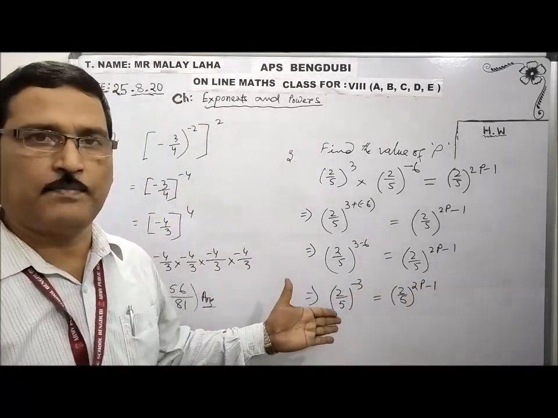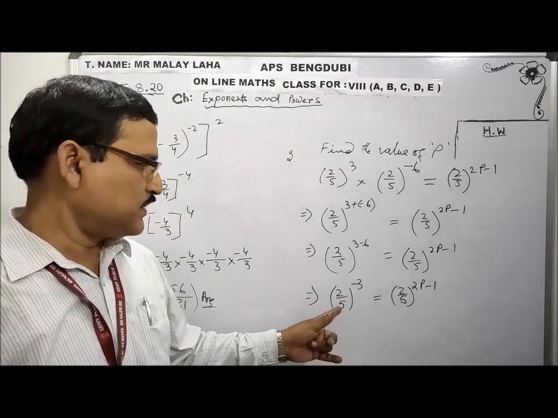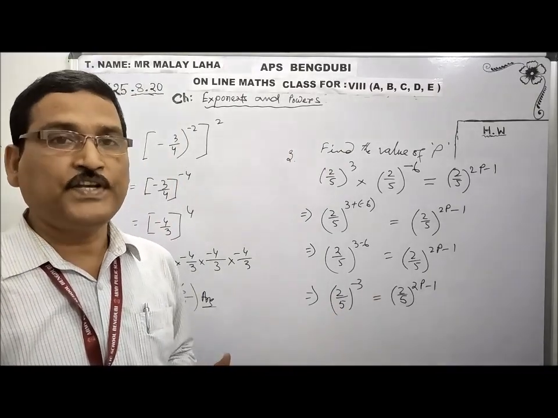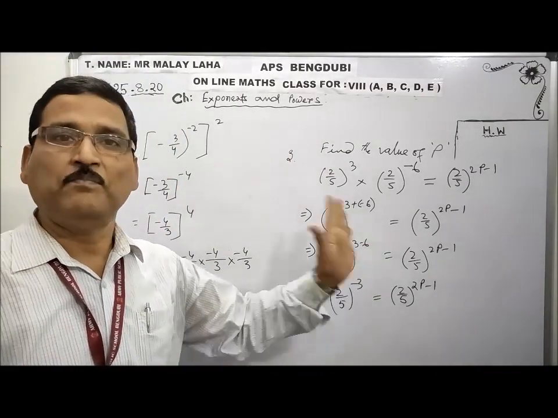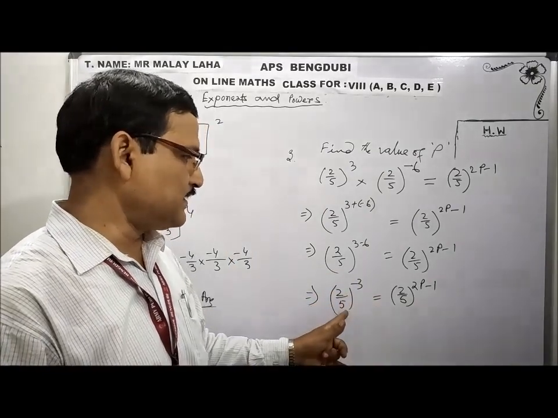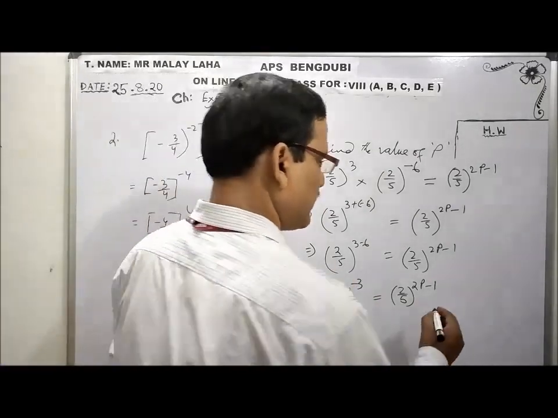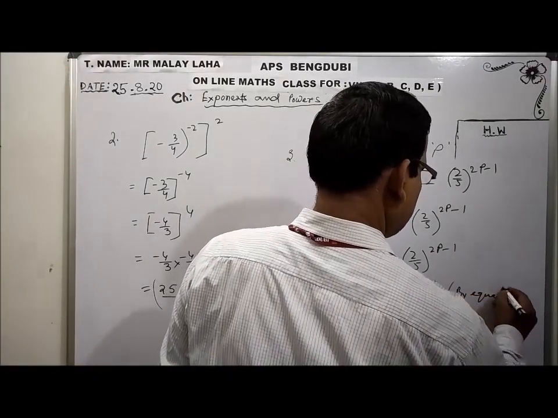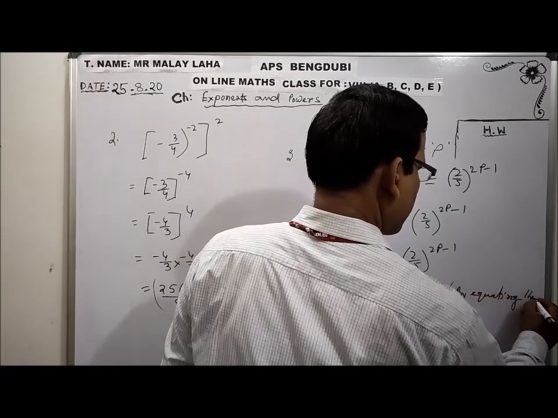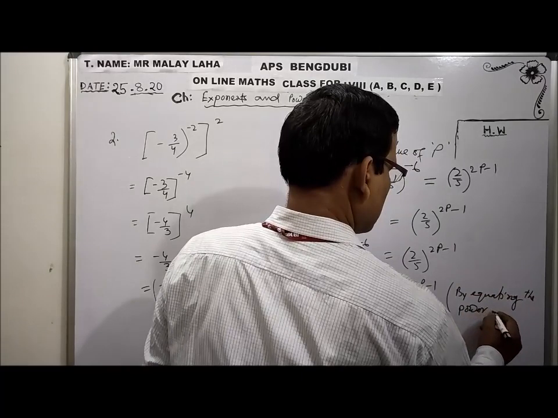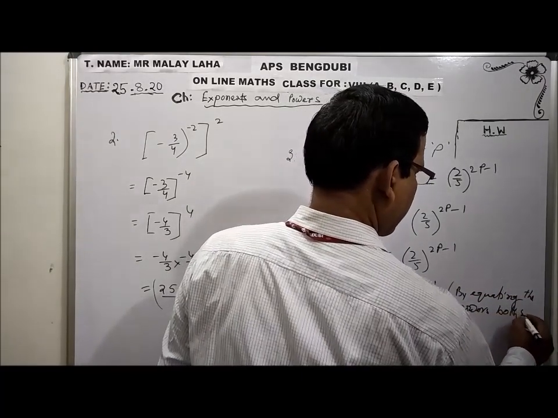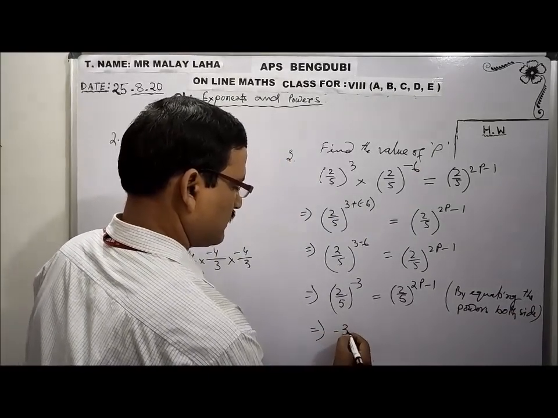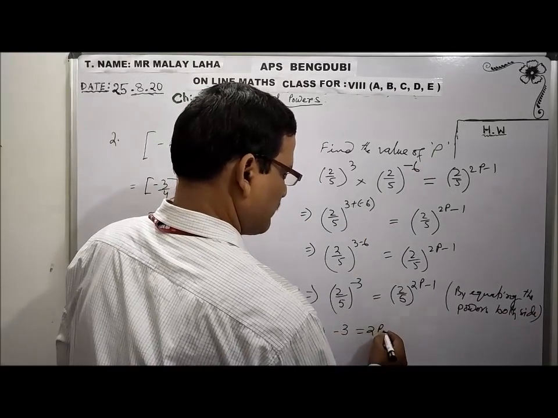You see, on both sides the number is in a simpler form. Now both sides have the base 2/5. So what will we write? By equating the powers on both sides. The equal to sign is there, the base is the same, that means their powers must be the same. So by equating the powers both sides, what is coming? Minus 3 equals 2p minus 1.